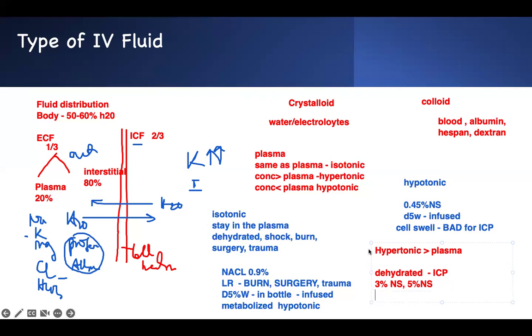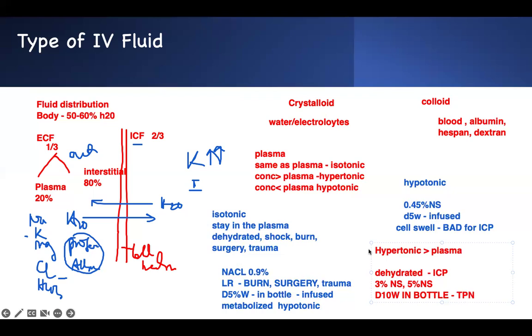D10, dextrose 10% in water, is not D5. D10 is actually a hypertonic solution, but when you metabolize it, it becomes hypotonic. So this in the bottle is hypertonic, and we use this in TPN, if you're on TPN and then they stop the infusion.